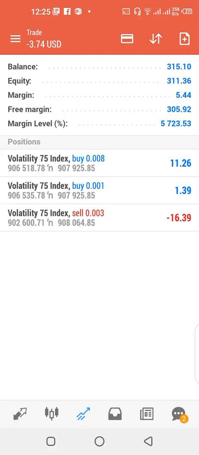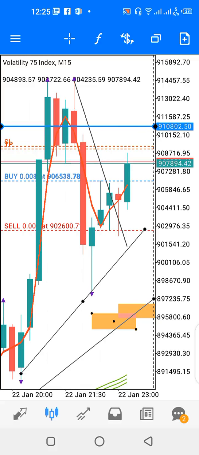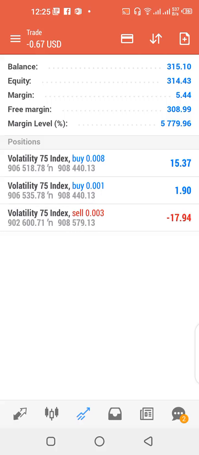So for an account balance of $300, when using the Grail Edge strategy, your starting lot size will be 0.001. If your account balance is a minimum of $600, then your starting lot size should be 0.002.